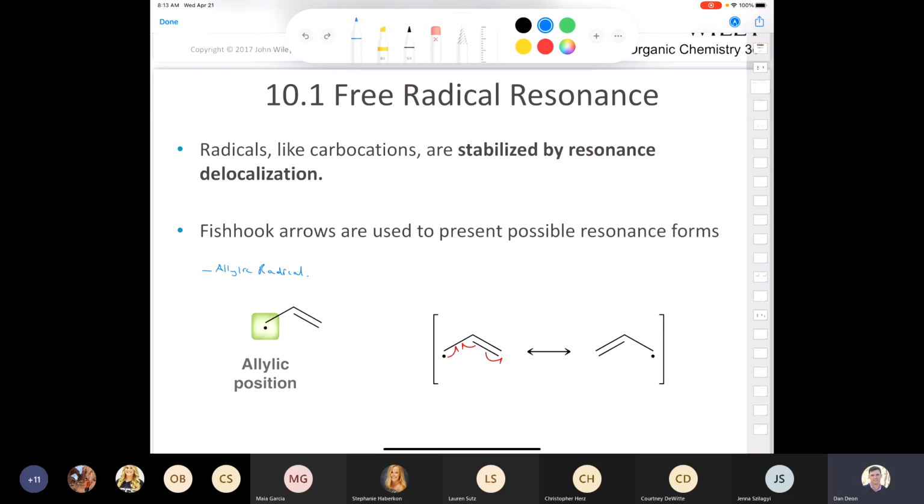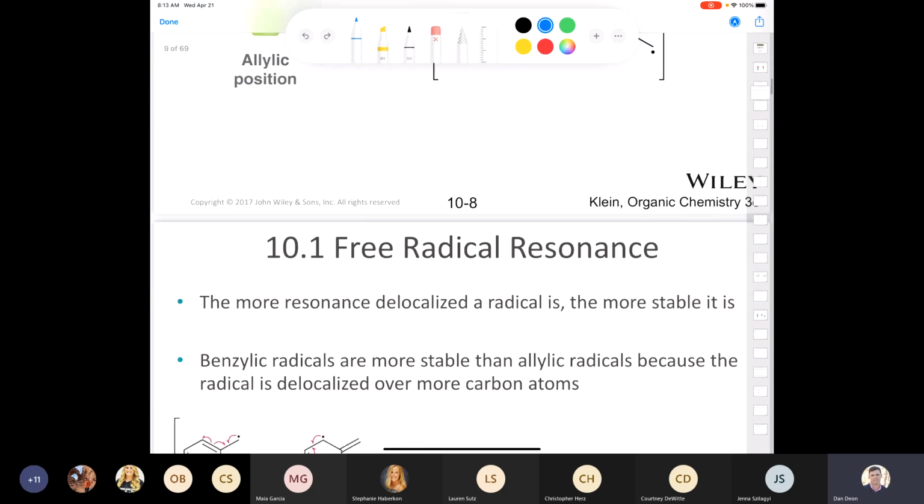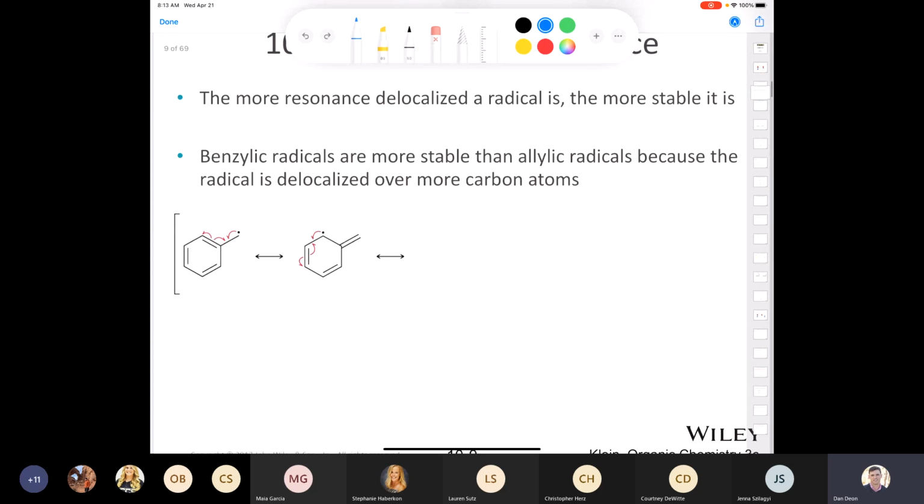Okay, so we need to know how to draw resonance structures of radicals. So let's take a look. It says the more resonance delocalized a radical is, the more stable it is. What's another way of saying that? The more resonance structures you can draw, the more stable the radical is going to be. Benzylic radicals are more stable than an allylic radical because the radical is delocalized over more carbons.